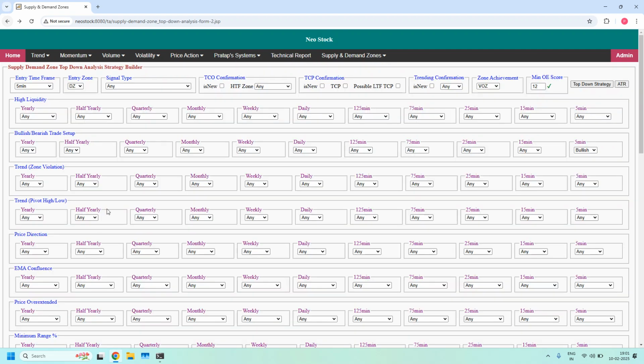Let's verify. In the EMA confluence at 75 minutes time frame. Why 75? Because 5 minutes together with 15 minutes are part of the 75 minutes zone. That's why we are looking for whether the 75 minutes demand zone is having daily EMA confluence or not. And trend on the 75 minutes time frame should not be sideways. It should be uptrend because it is bullish trade setup.